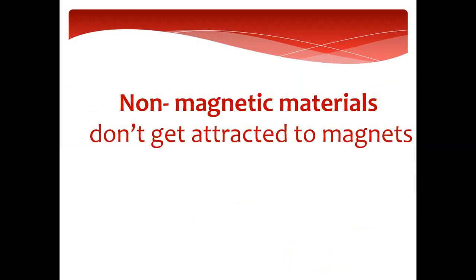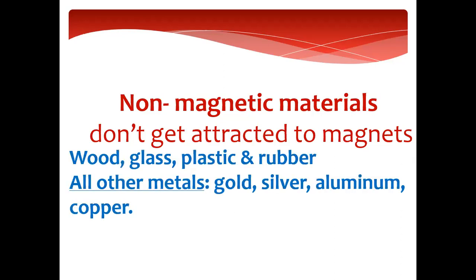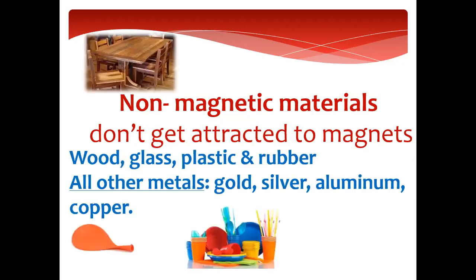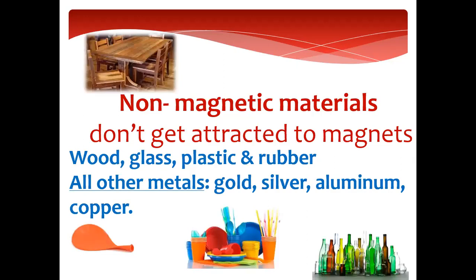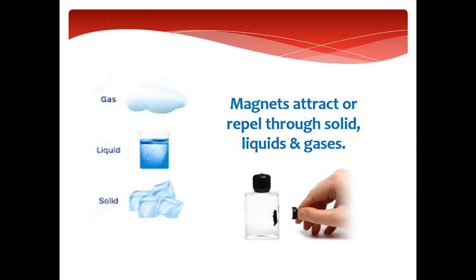Then we said that there are non-magnetic materials. What does that mean? That they are not attracted to the magnet, that they will not be stuck to the magnet. Like what? Like wood, glass, plastic, rubber, and all other metals, as we took, like gold, silver, aluminum, and copper. Those are the non-magnetic materials, which means they will not be attracted to the magnet, not stuck to the magnet.